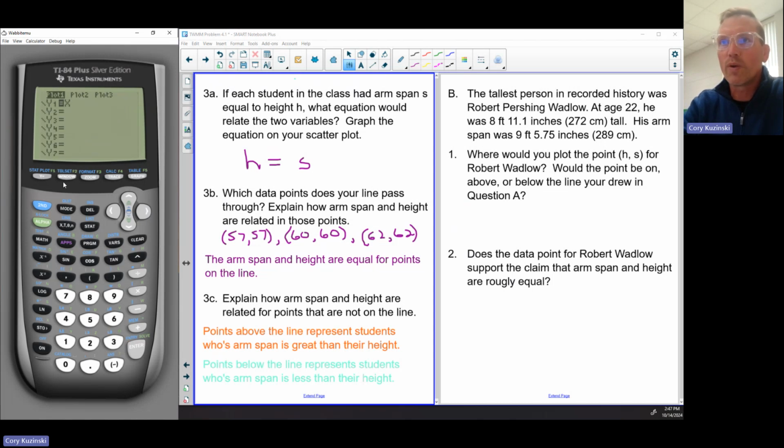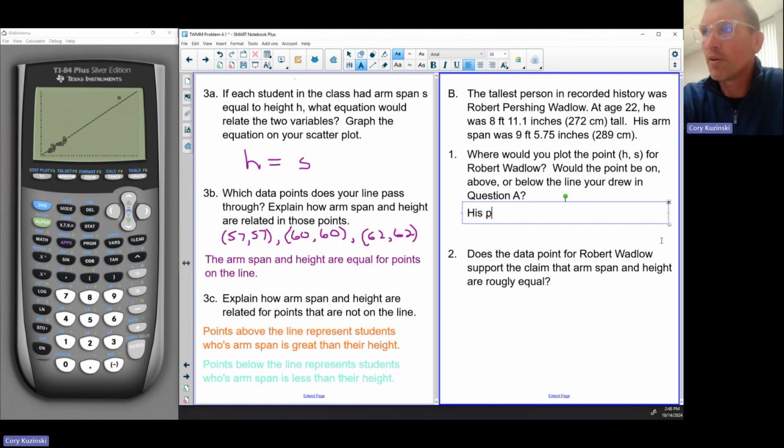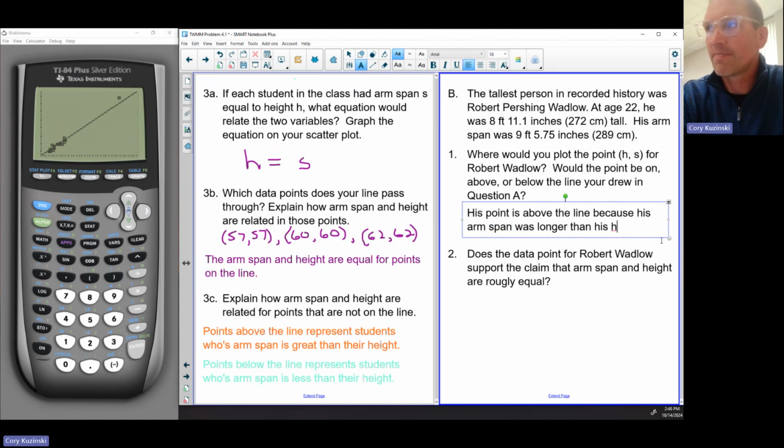But if I go to window, and let's adjust this out. Let's go to 120 max and 120 max. Now we can see him. And there he is above the line because his arm span is longer than his height. You know, he's got over a 9 foot arm span. So we should write that in here. His point is above the line because his arm span was longer than his height.